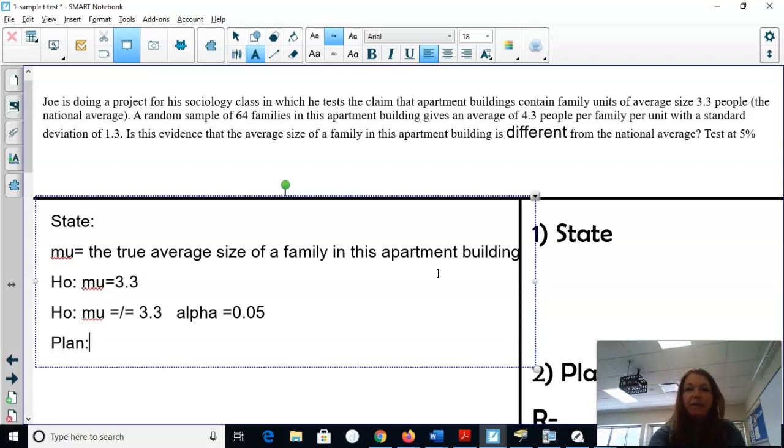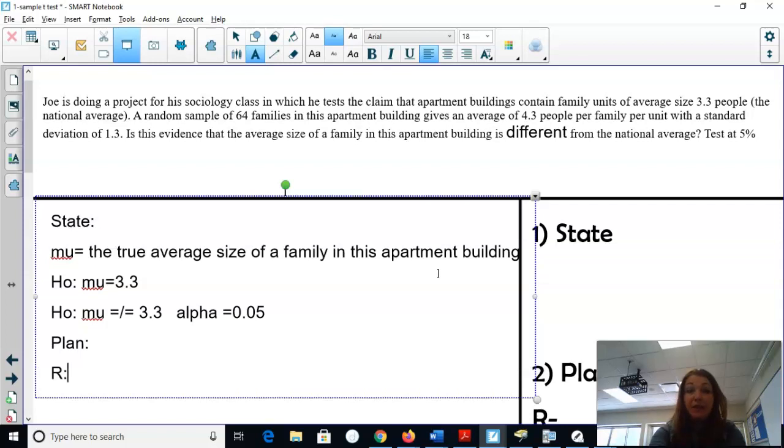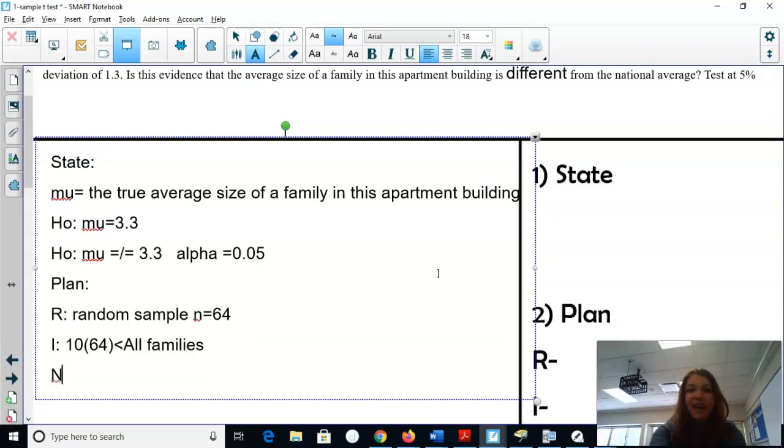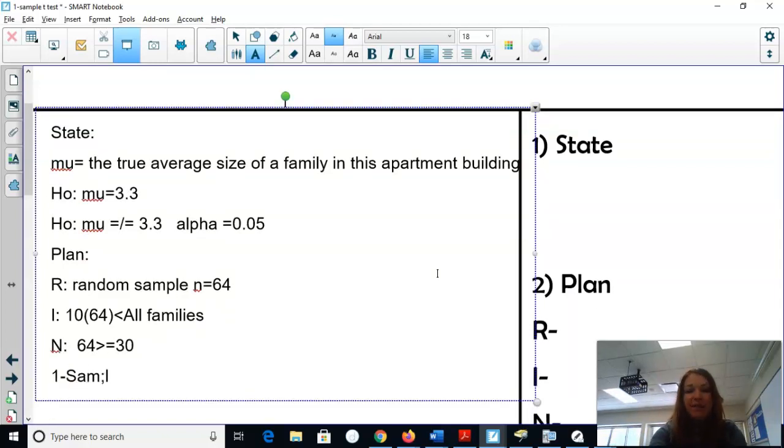Next, we have our plan. He states that it's a random sample of 64 families, so random sample, n equals 64. He says 10 times n, so 640, is less than all families. And n, 64, is definitely greater than or equal to 30. That comes from our central limit theorem, just keep that in mind. And we're going to do a one sample t-test for mu. Why are we using t and not z? We're using t because we don't know the population standard deviation, which is what we talked about in part 1.